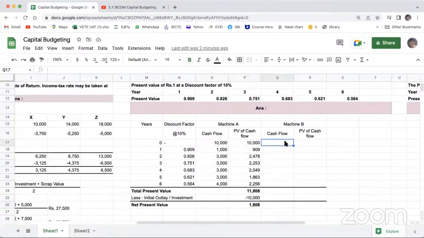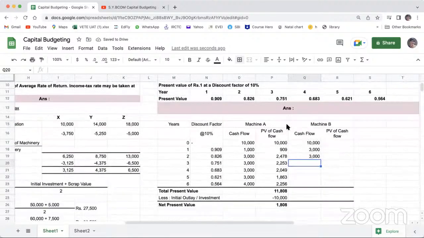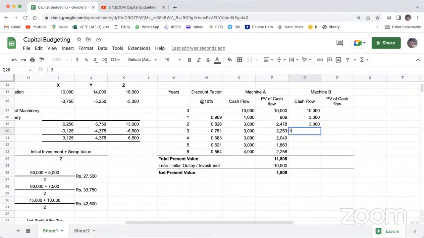Now, let's do it for machinery B. What is given for machinery B? Again 10,000 is the initial cash flow. Here it is only for 4 years. First year 3,000, second year 3,000. Then I don't remember, let me check. The first 3 years it is 3,000 and then it is 1,000.